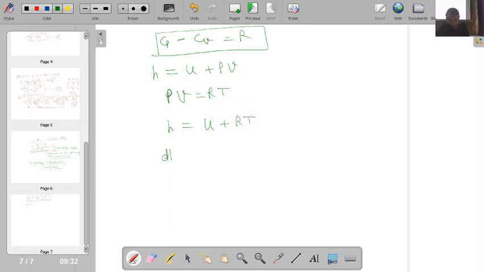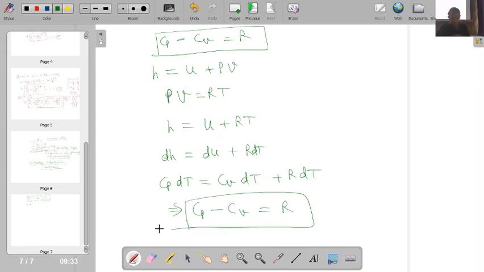Now let's take dH. So dH will be equal to dU plus R dT, and T dR makes no sense because R is constant. Now for a calorically perfect gas I can write dH equal to Cp times dT and dU equal to Cv times dT, so Cp dT equals Cv dT plus R dT. From here dT will cancel and Cp minus Cv will become equal to R. Okay, so this is the important relation. Now remember one thing, Cp minus Cv equal to R is applicable for a calorically perfect gas. This should be very, very clear to you.